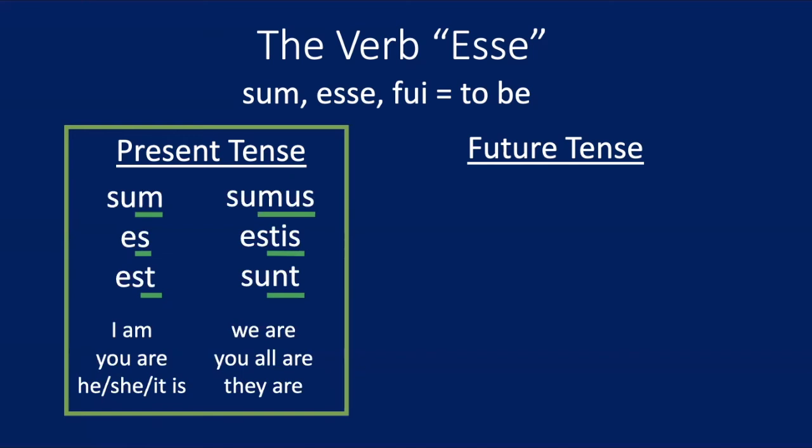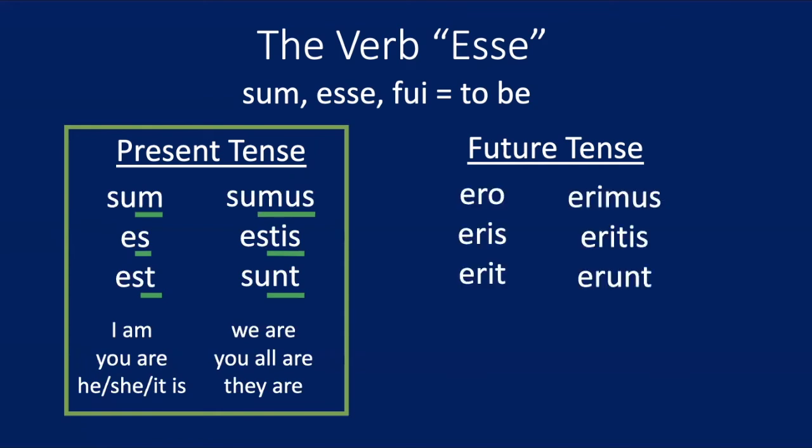I'm going to show it to you in a few other tenses, but definitely you want to make sure that you can recognize these forms in the present tense. So we'll just take a quick look at the future. Ero, eris, erit, erimus, eritis, erunt. So that's the subject will be. So ero is I will be, eris is you will be, etc.